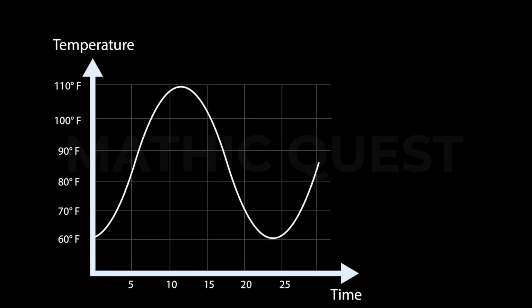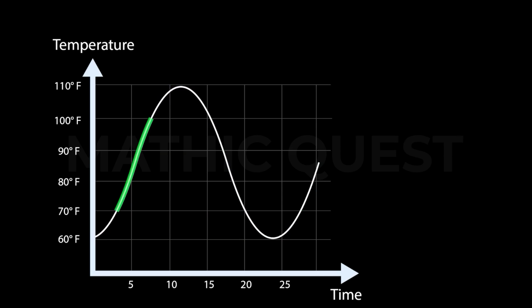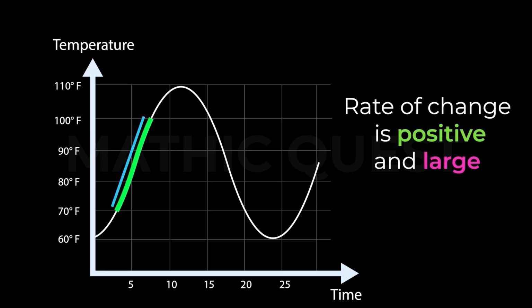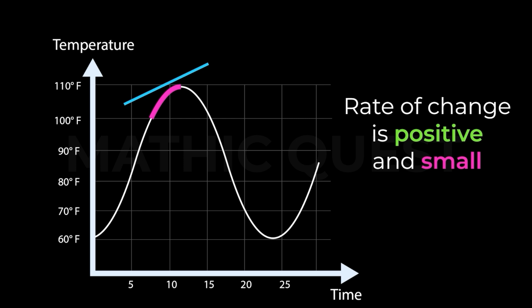Now look more closely at the shape of the graph. Notice how the temperature rises quickly at first and then slows as it approaches 110 degrees Fahrenheit. This is the rate of change, also called the slope. It tells us how fast the temperature is increasing or decreasing at a given moment. If you look here, when the temperature is rising quickly, the graph is steep and the rate of change is positive and large. But when the temperature is rising more slowly, the graph becomes less steep. Here, the rate of change is still positive, but smaller.